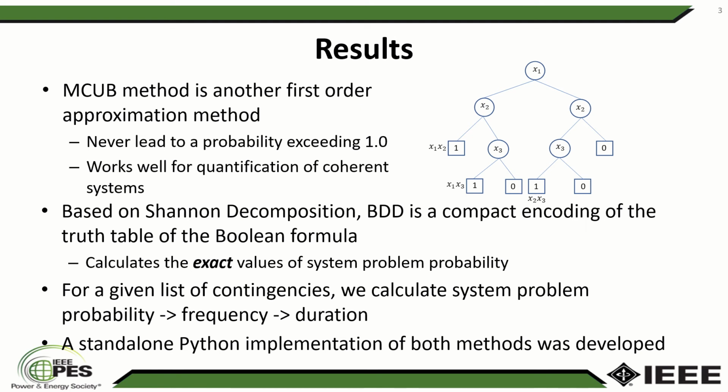So in PCA, the input includes a list of contingencies and also the outage statistics. Then we can calculate the system probability, then calculate frequency and finally duration time. We have implemented both methods in a standalone Python script.